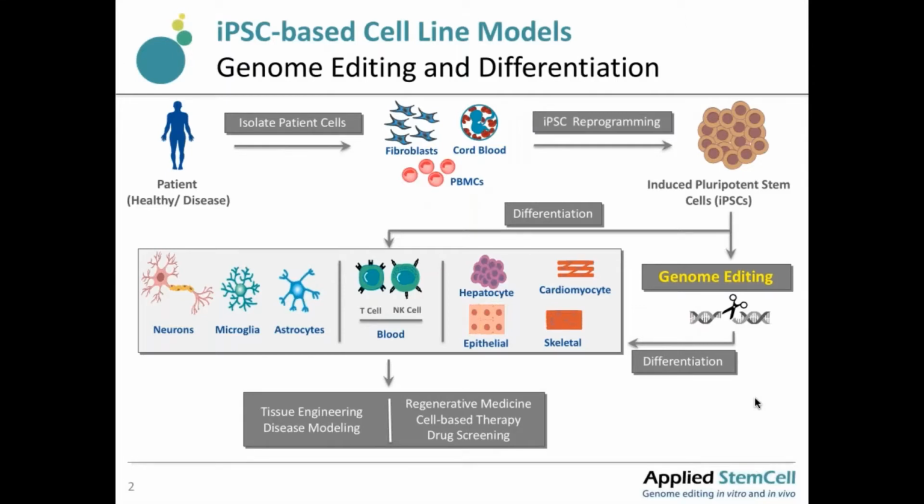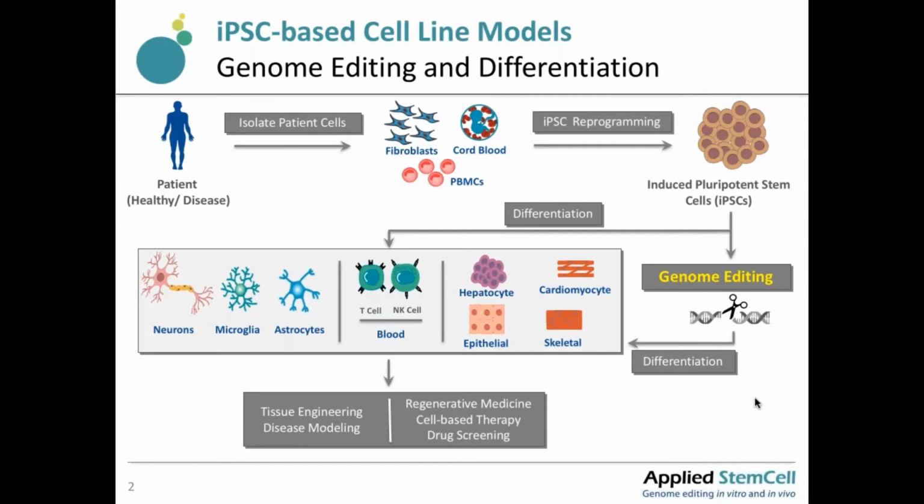So basically, iPSCs can be isolated from any adult somatic cells. For example, a patient or healthy donor. It can be fibroblasts or cord blood or PBMC donor cells, and these cells can be reprogrammed to make into induced pluripotent stem cells or iPS cells.